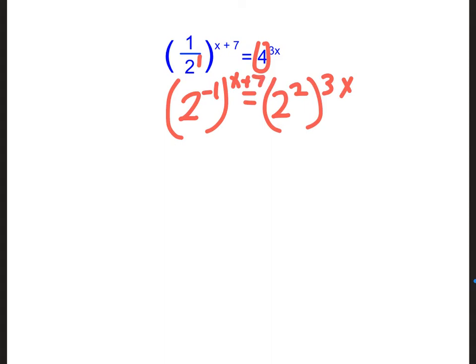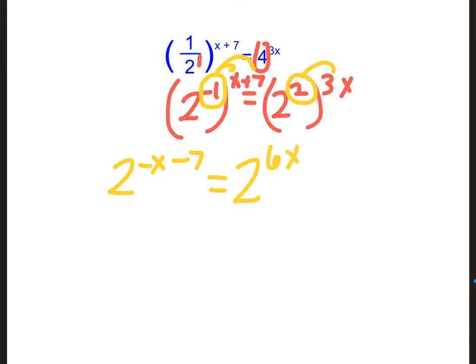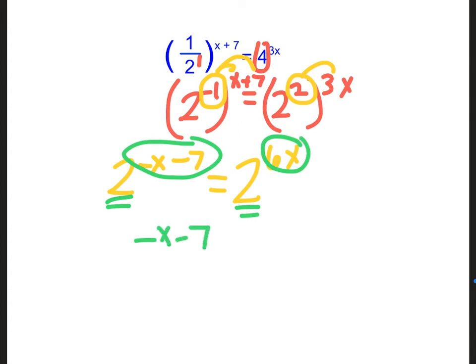I need to simplify my exponents. For the first one, that means I'm going to distribute negative 1, so I'm going to do negative 1 times x. So I have 2 to the power of negative x, and negative 1 times 7, minus 7, equals, and these two we just have to multiply. Again, I'm not distributing it because there's no plus sign in between the 3 and the x. 3 and the x go together. So we have 2 to the power of 6x. At this point, my bases match. They're both 2. So we can set these things equal to each other. So I have negative x minus 7 equals 6x.